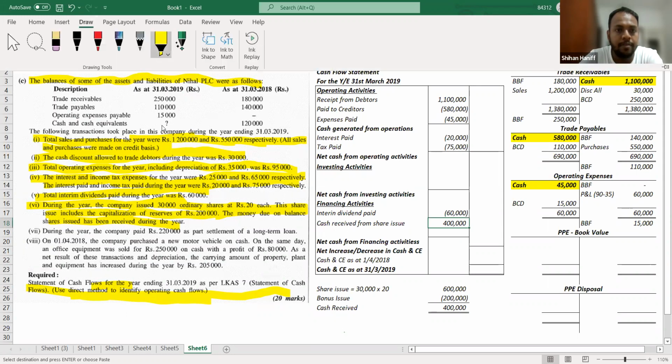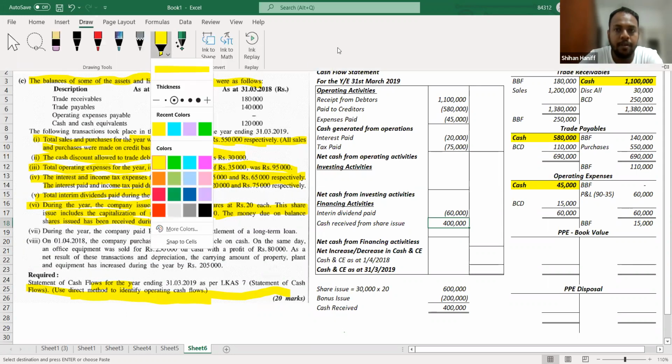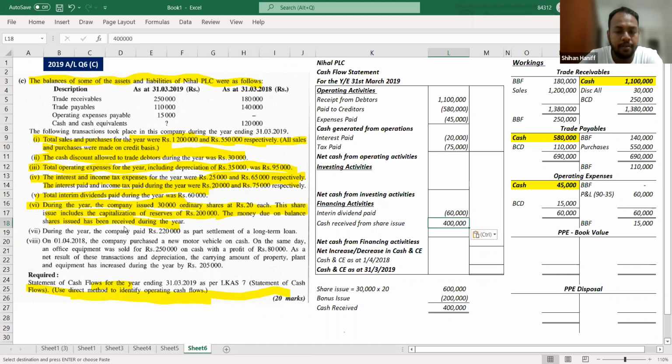Next. If you all have any questions, you can ask me. During the year, the company paid 220 as a part settlement of a long-term loan. So it is also a financing activity. Settlement of long-term loan, 220,000.